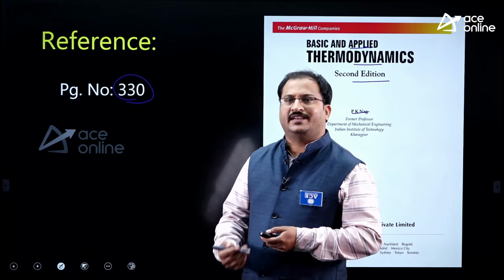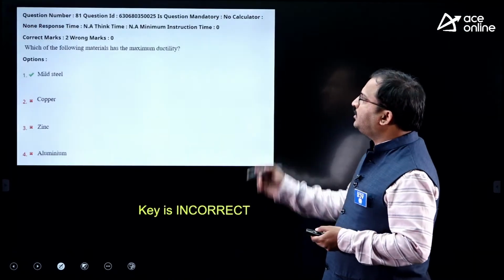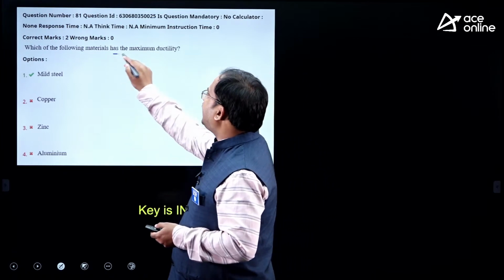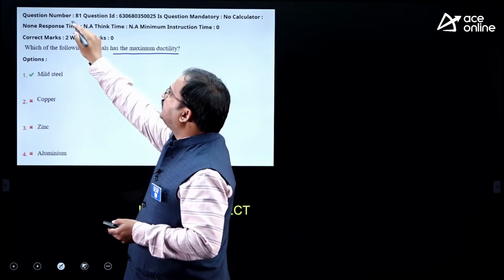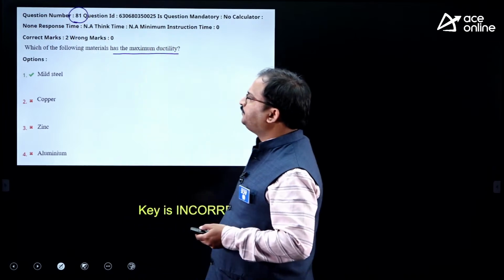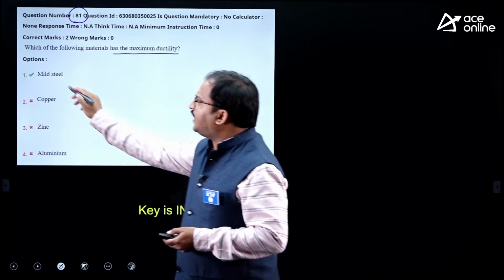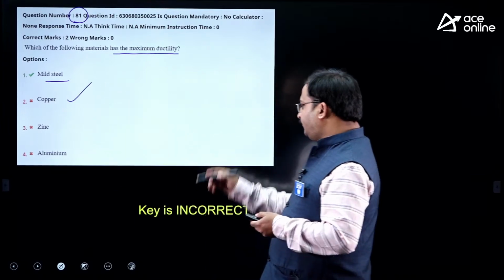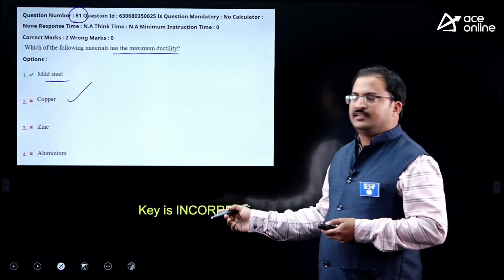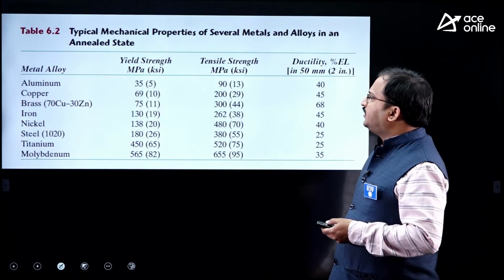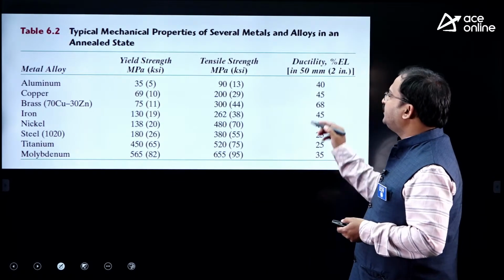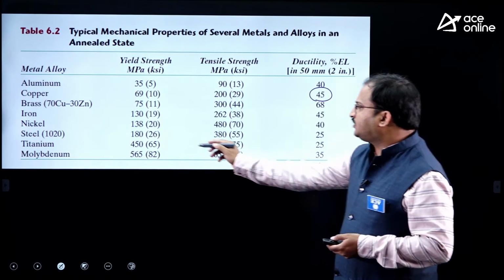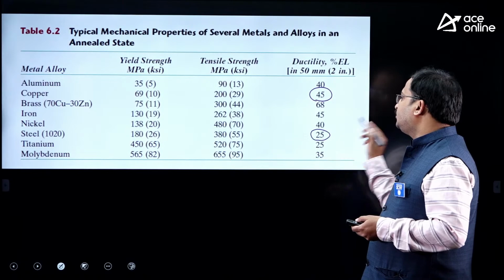Now let us go for the next question. The next question is from material science or metallurgy. Which of the following materials has maximum ductility? The question number is 81 here, and he has given the answer as mild steel, but the actual answer is copper. Now the key is incorrect here, and I will show you the reference. You can see for copper it is 45, and for steel the ductility is 25.